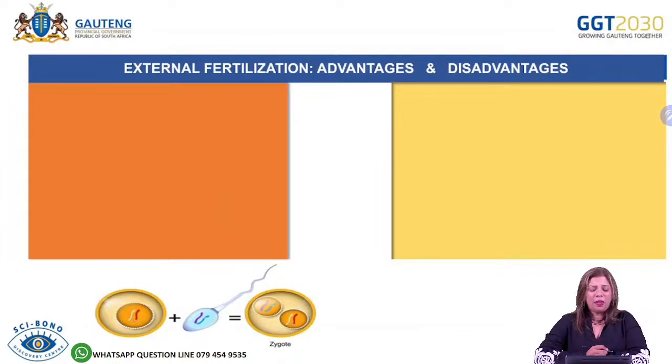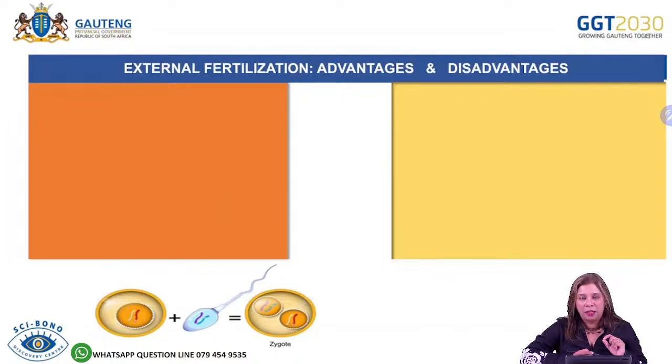So if we talk about external fertilization, what you need to know is external fertilization needs a lot of water. It needs water for fertilization to take place. Internal fertilization is in a controlled environment inside the organism's body. So we're going to talk about the advantages and the disadvantages of each.